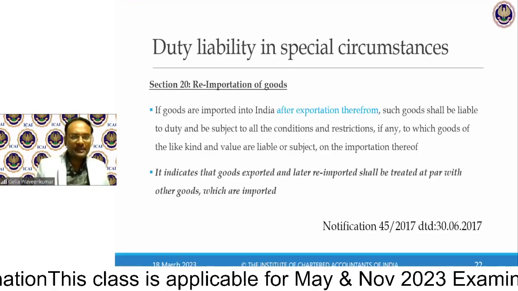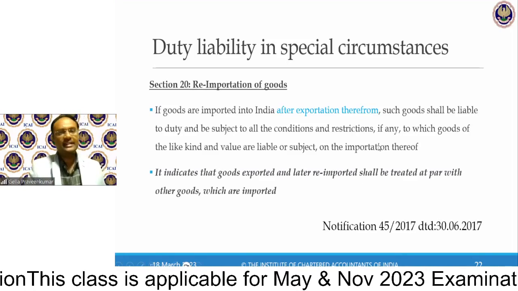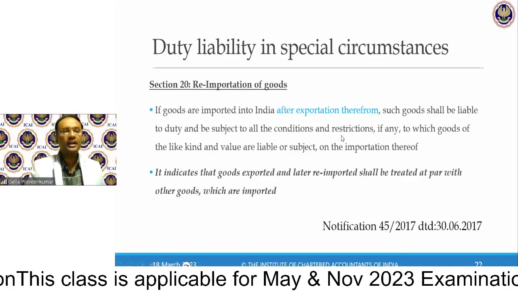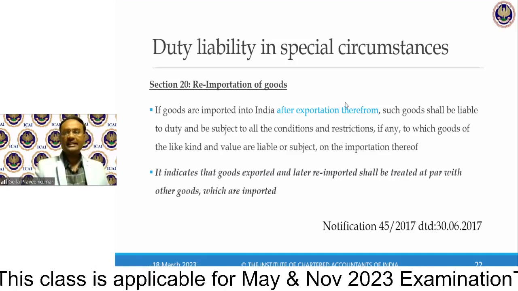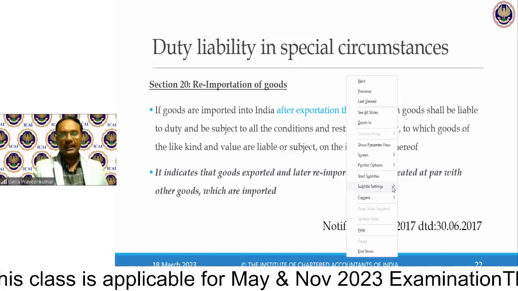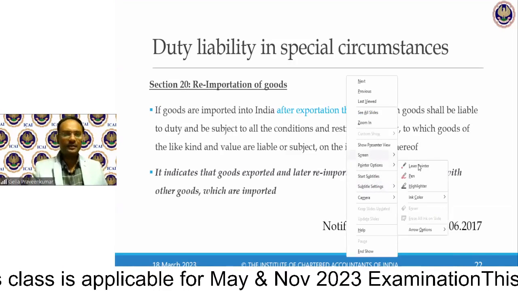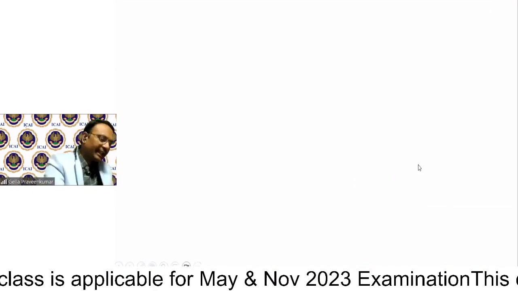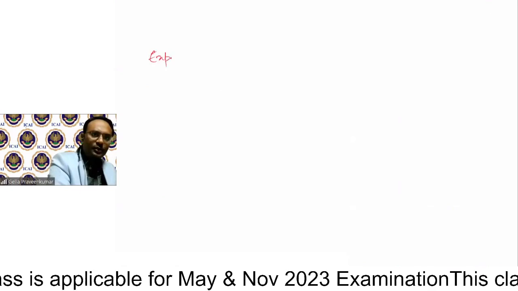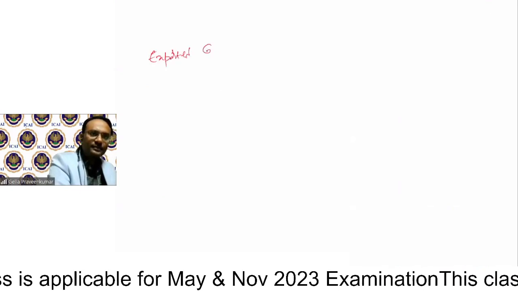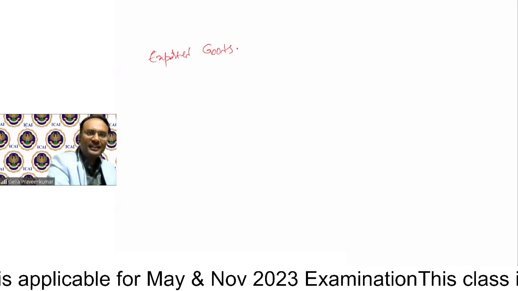this slide, re-importation of goods, Section 20, which deals with concessional rate of duty or exemption from payment of duty. Section 20 is a special provision. I'll explain the backdrop and then we will understand this provision. Say, I have exported goods which are meant for a regular supply.